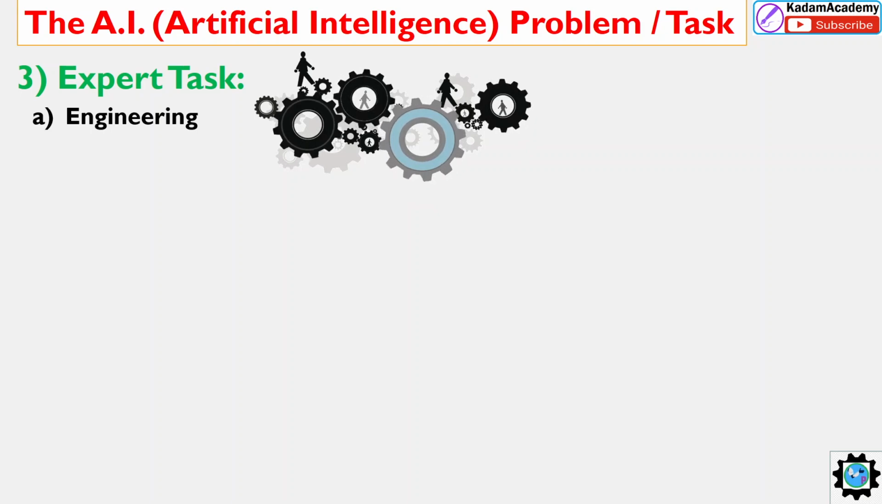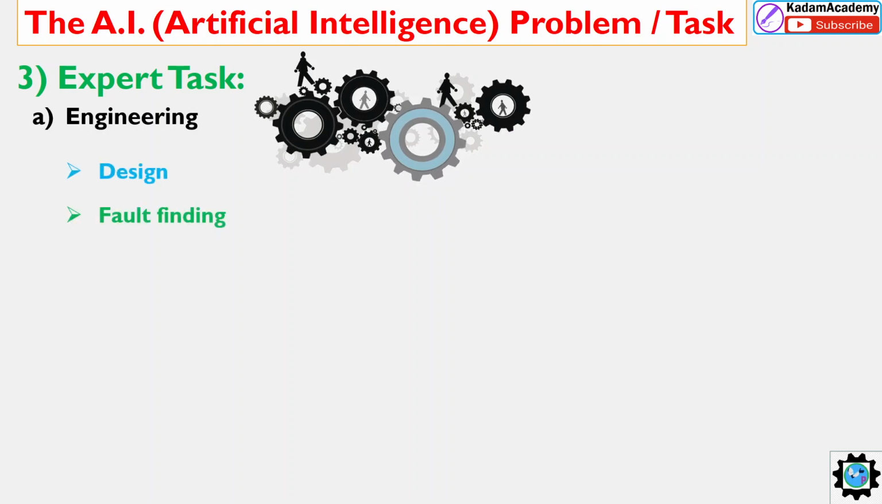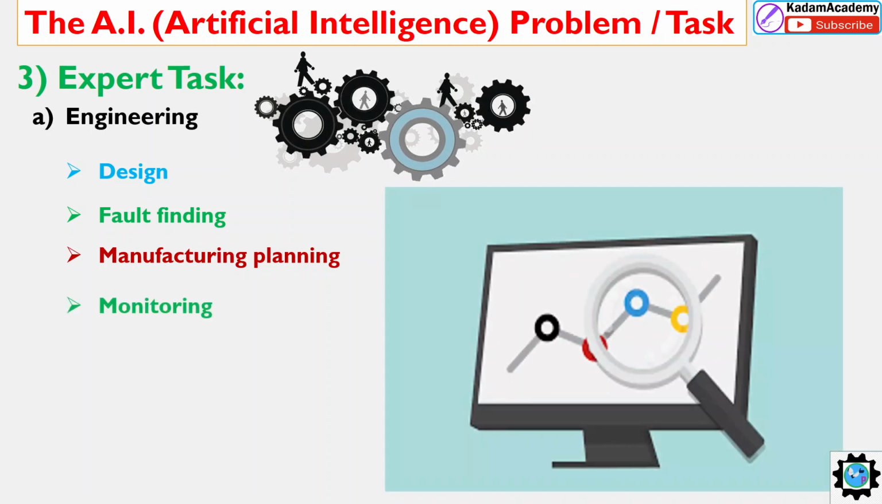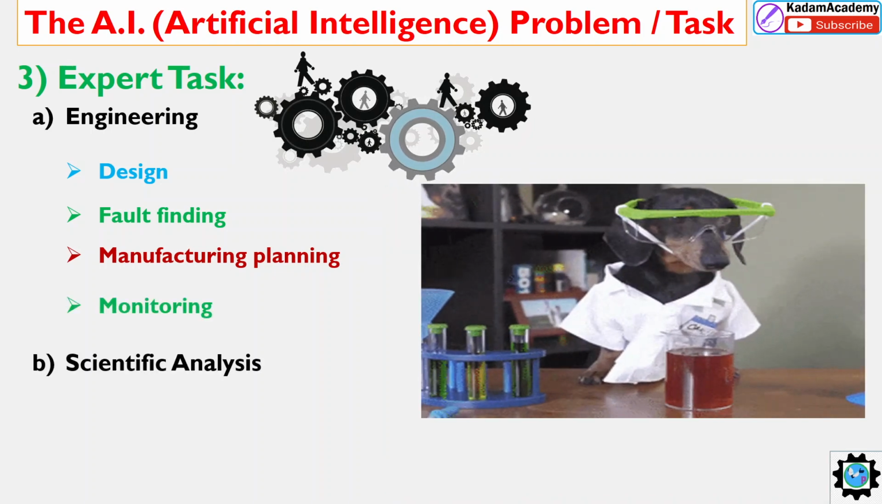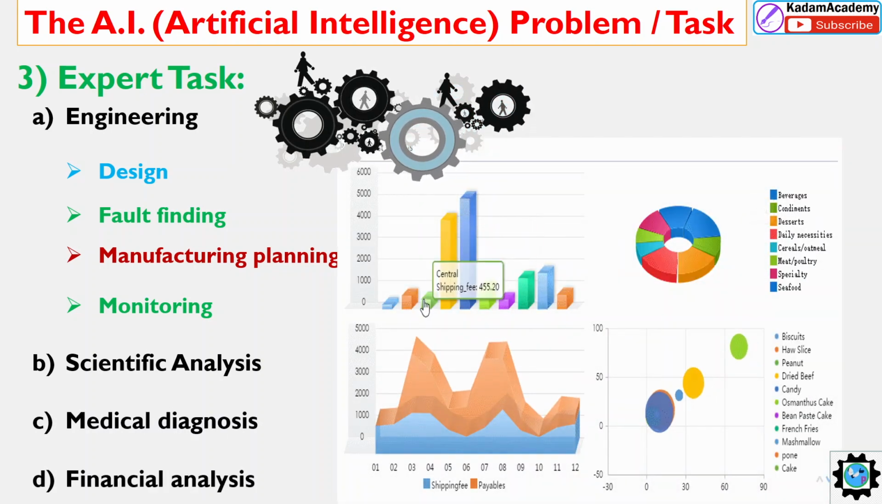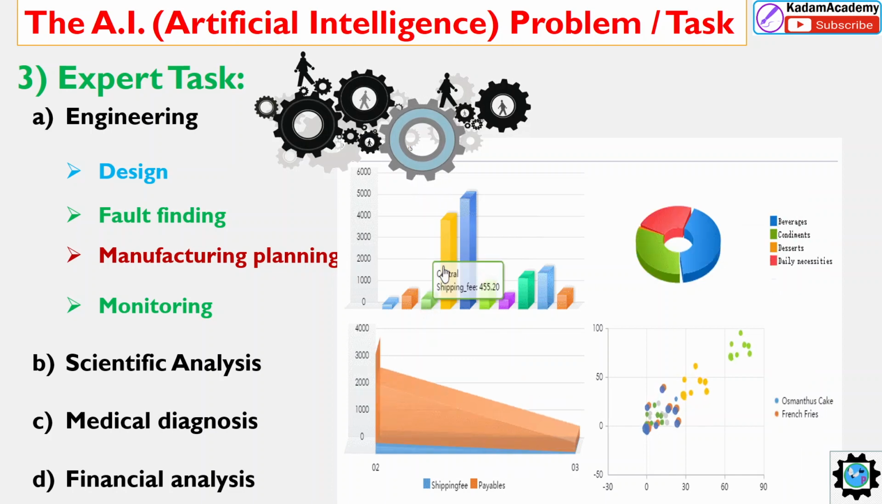comes the expert task. Third one, the expert task. Expert task is a specialized domain. Expert systems solve problems like engineering, which includes design, fault detection, or manufacturing planning, maybe also manufacturing planning like Industry 4.0, monitoring, scientific analysis, medical diagnosis, and financial analysis. Problems like these come under the expert task.